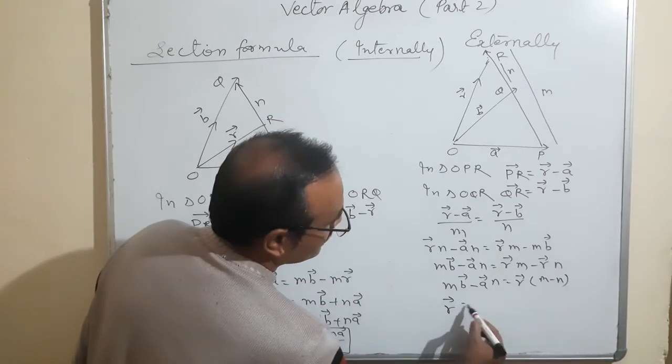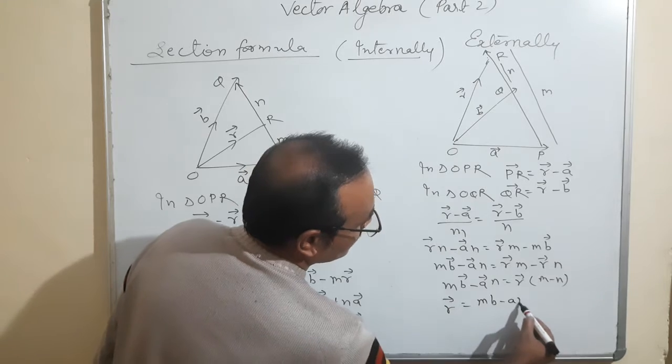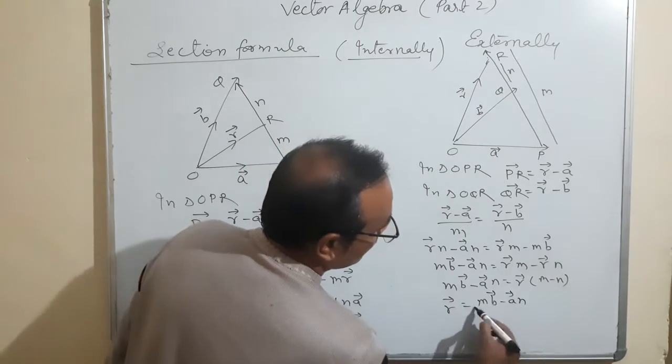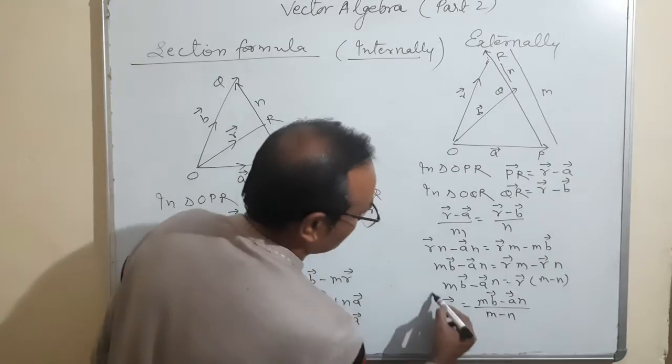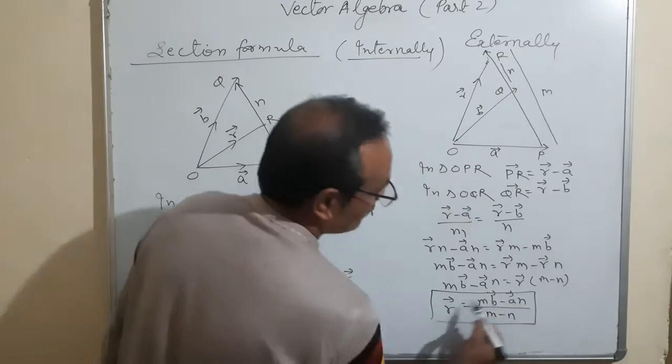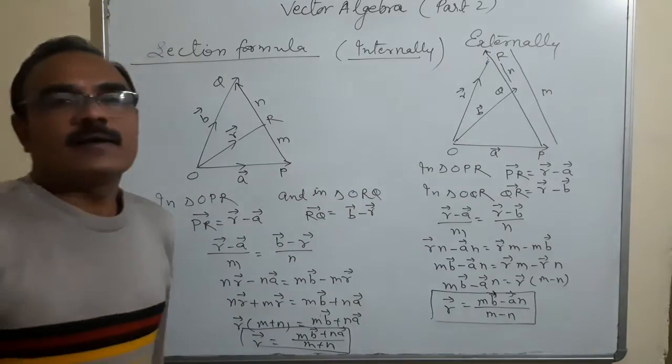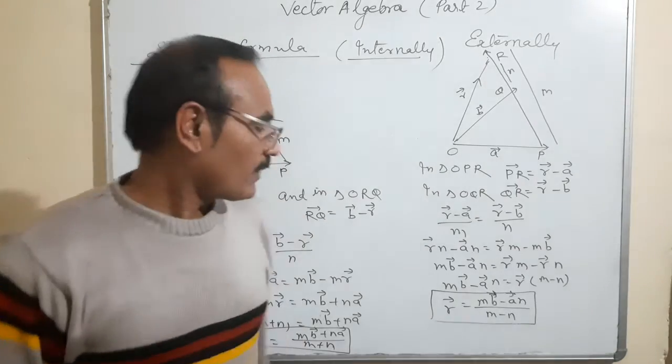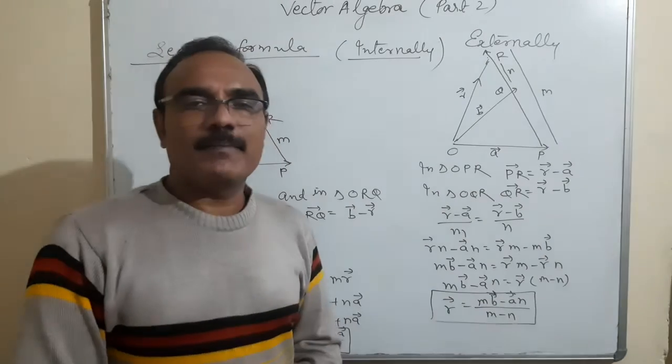Therefore, vector R is equal to MB minus AN upon M minus N. What is it? It is externally. MB minus AN upon M minus N.